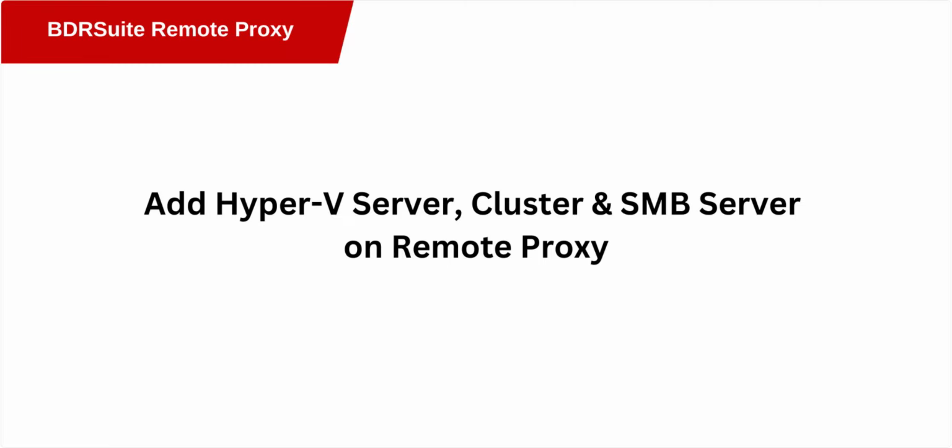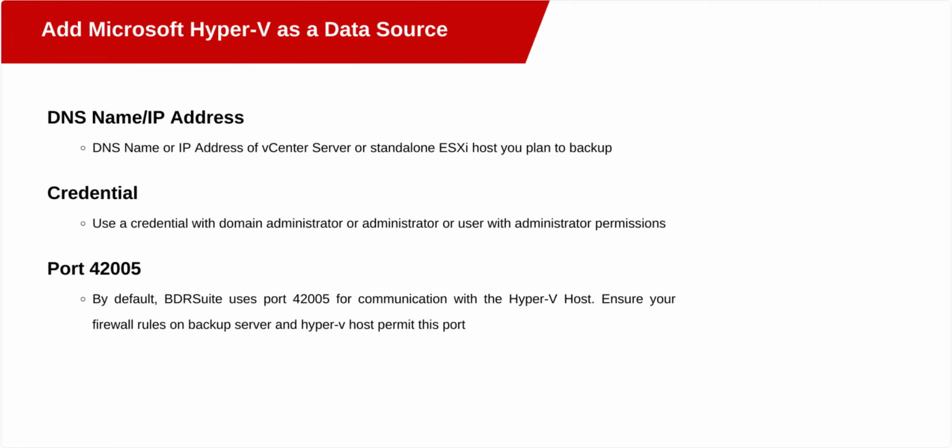Next, let me show you how to add a Hyper-V host for backup. You'll need the DNS name or IP address of the Hyper-V cluster, Hyper-V standalone, or SMB server you want to backup. You'll need either a credential with domain administrator or administrator privilege, or a user with administrator permissions. Make sure the firewall rules permit 42005 port.